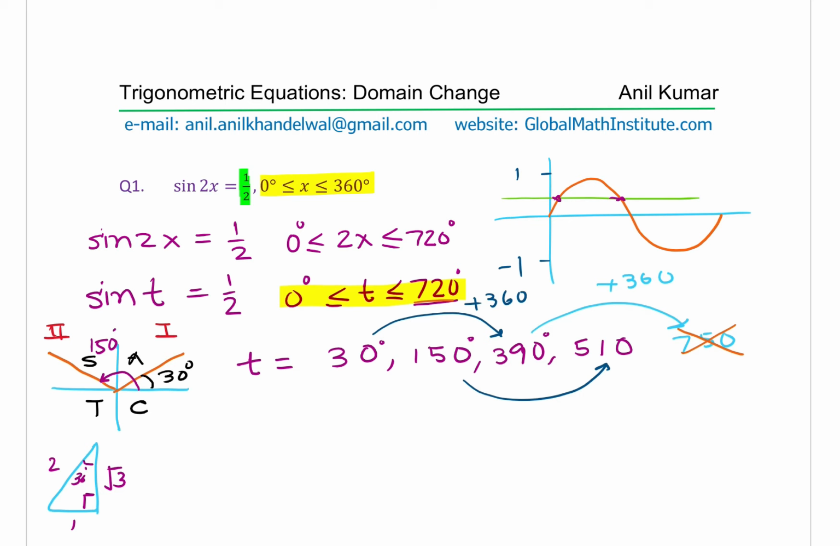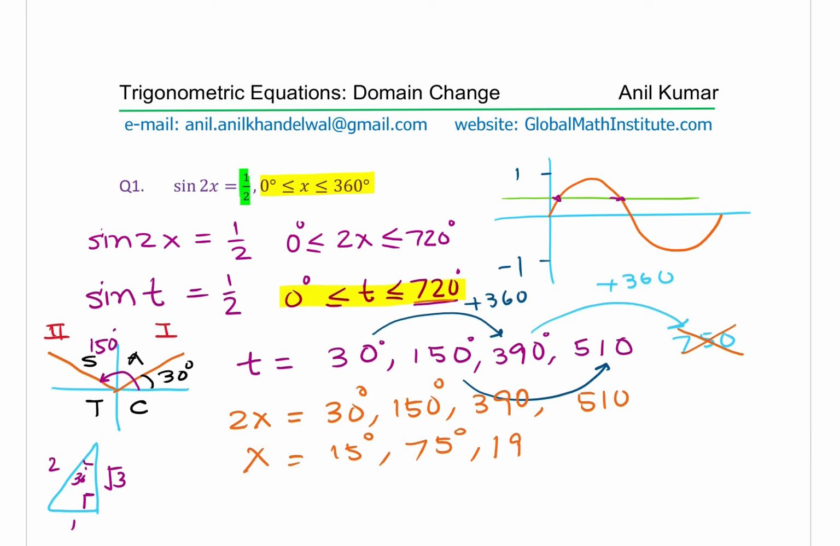So now we can write that 2x is equal to 30 degrees, 150 degrees, 390 degrees, and 510 degrees. That is a value of 2 times x. X should be half of these. Dividing by 2, we get our answer, which is 15 degrees, 75 degrees, 195 degrees, and half of 510 is 255 degrees. Do you see that? So what we get here is the final solution.